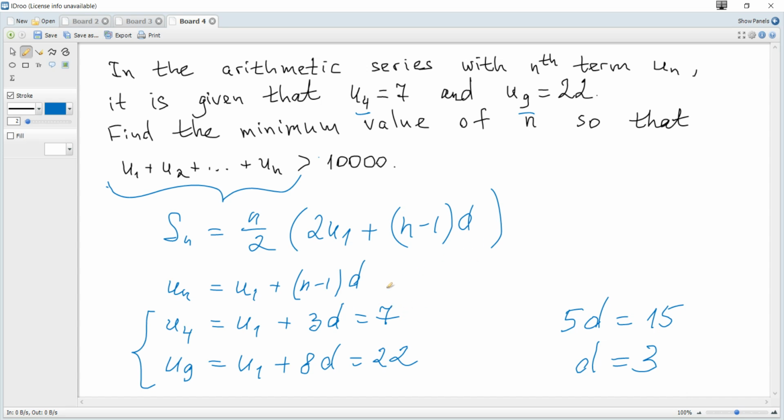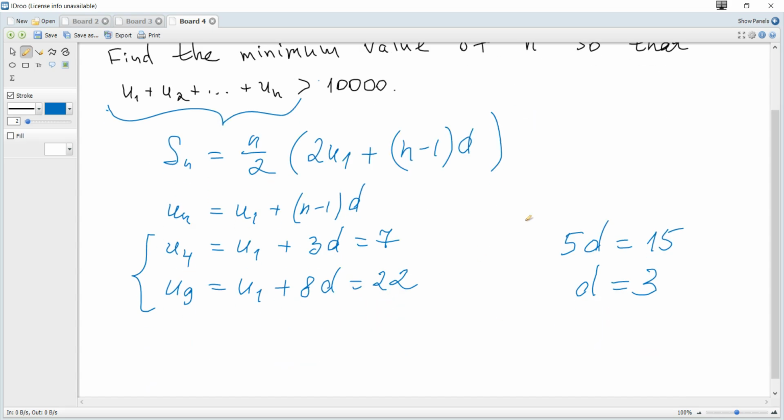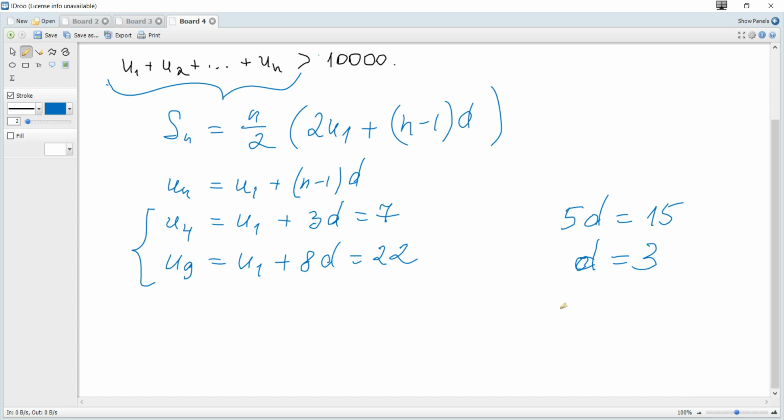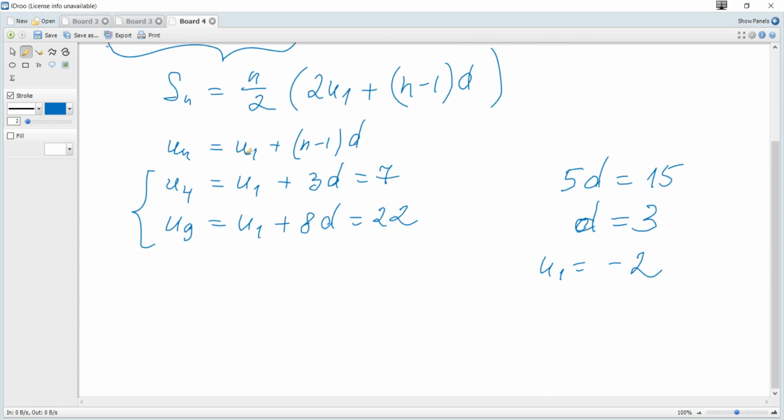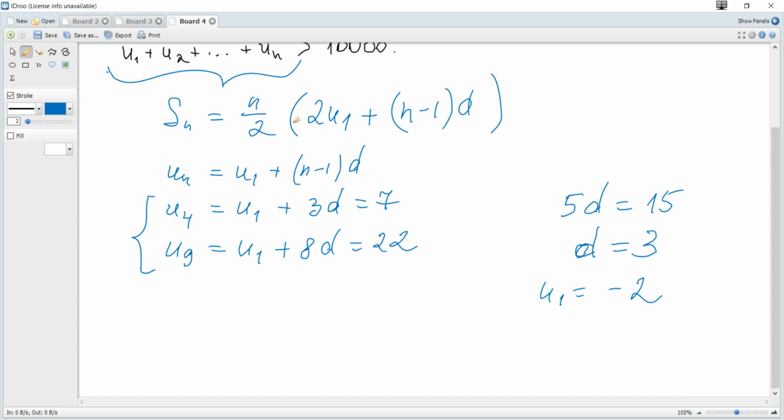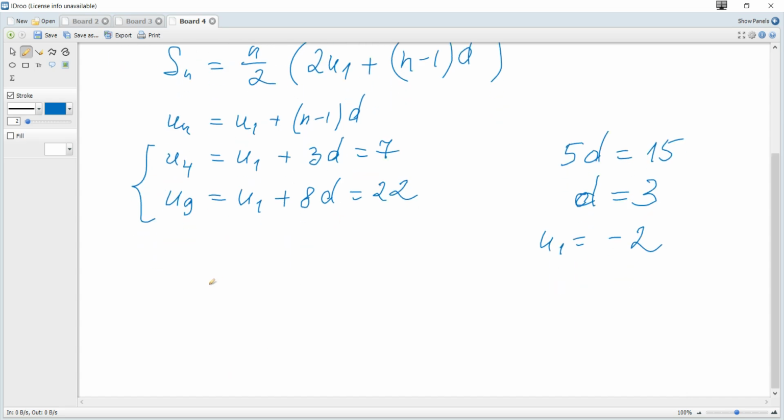And then you may consider substituting 3 for d, and u1 becomes 7 minus 9, which is negative 2. Or just 7 minus 3 steps in the opposite direction to get u1, so it's 7 minus 3 times 3, which is also negative 2. Now the required inequality becomes n over 2 times (2 times negative 2, which is negative 4, plus (n minus 1) times 3) is greater than 10,000.